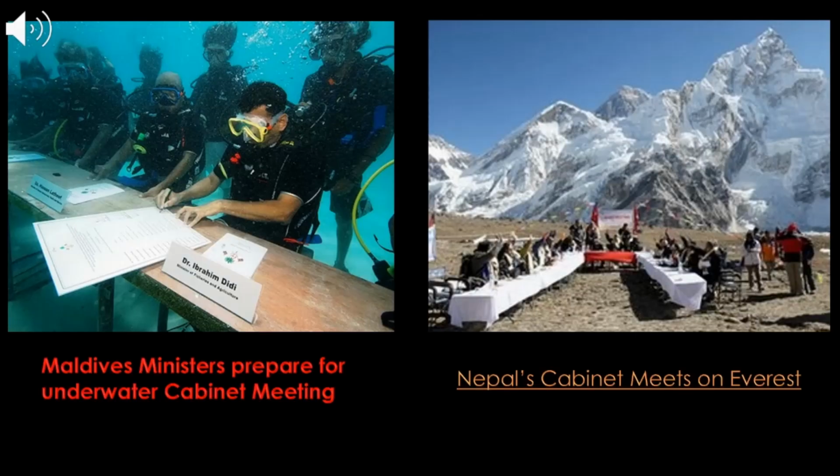The President of the Maldives and his 12 cabinet ministers held a government meeting 5 meters underwater to highlight the threat of global warming. Nepal's ministers also held a historic high-altitude cabinet meeting at Mount Everest. Climate change is shrinking Himalayan glaciers and threatening rivers.